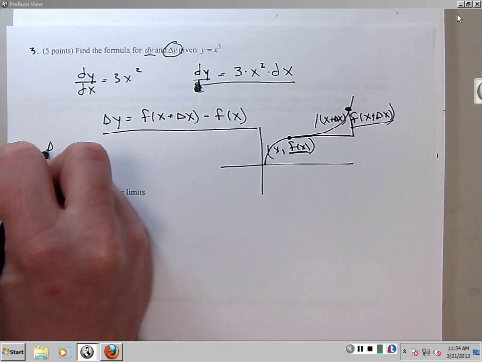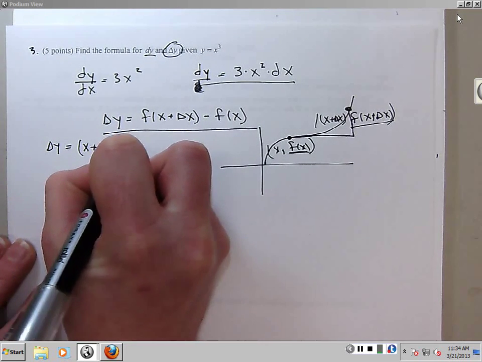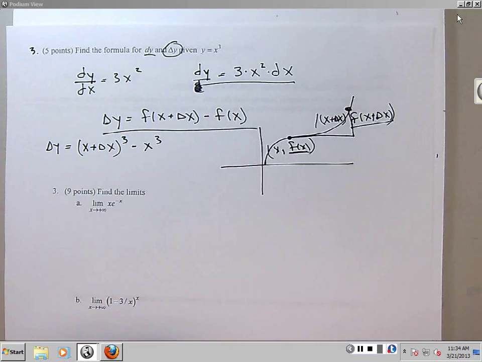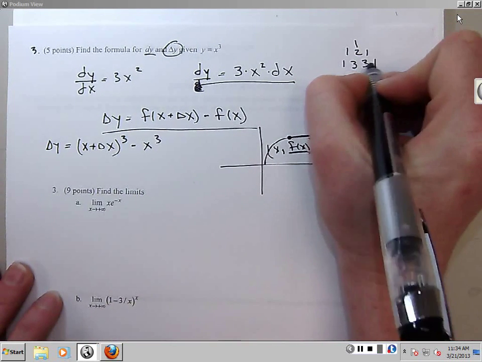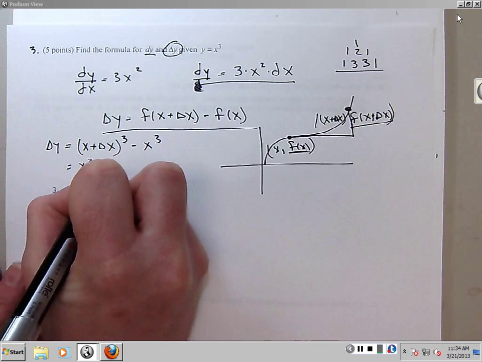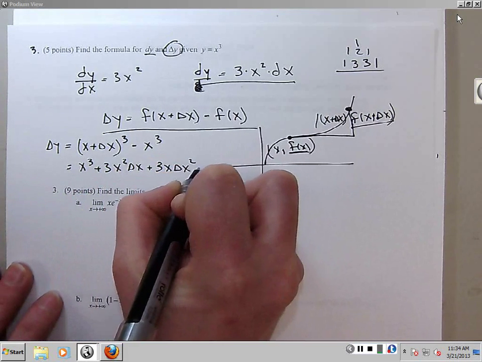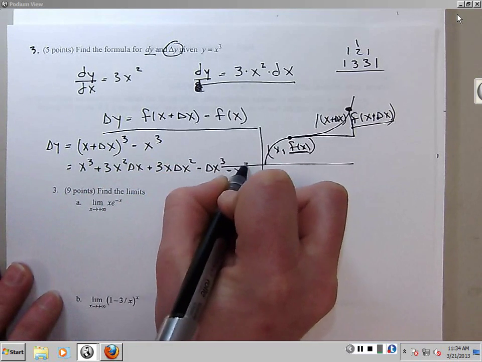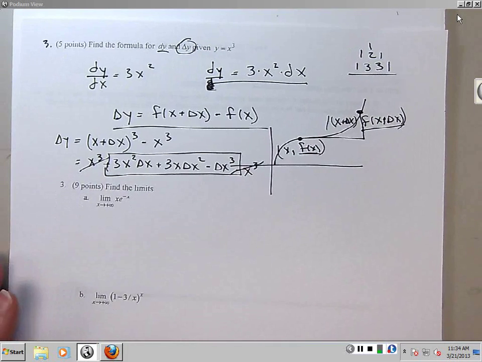So if I plug this in, I would have x plus delta x cubed minus x cubed. If I wanted to simplify that, I could use Pascal's triangle to get x cubed plus 3x squared delta x plus 3x delta x squared plus delta x cubed minus x cubed. The x cubes would cancel and I'm left with this. If anyone did that, which I don't foresee since I said don't do it, I could give bonus if that happened.